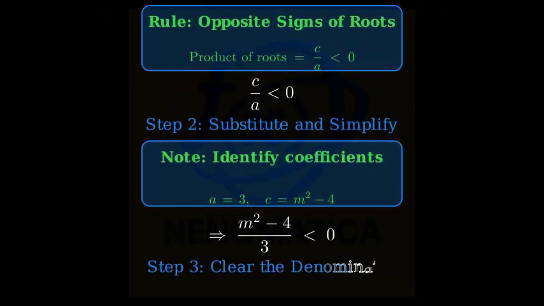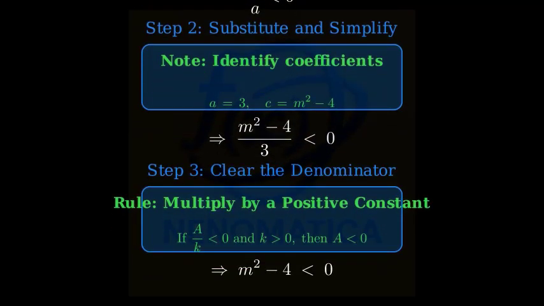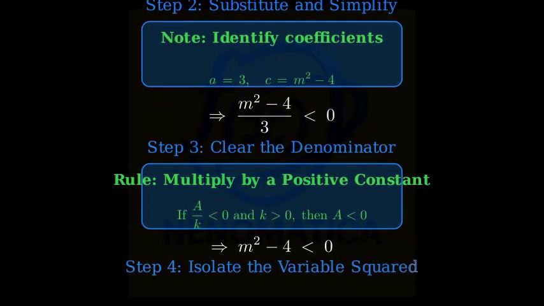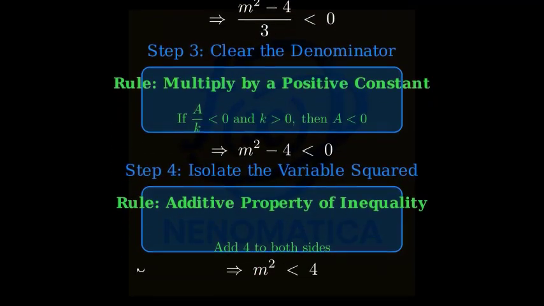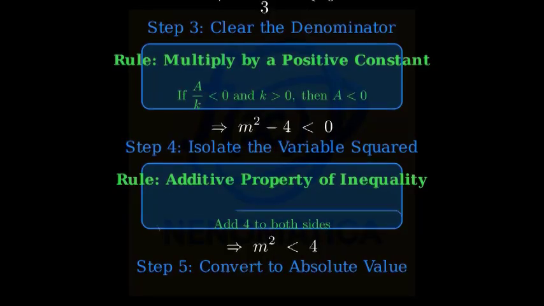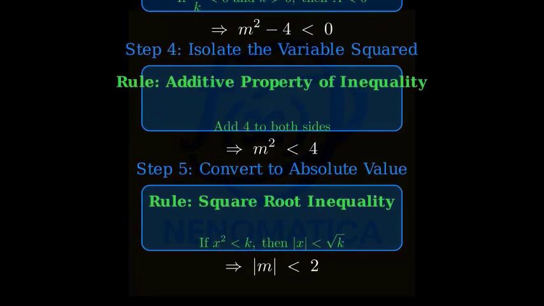Multiply both sides by 3, a positive number, so the inequality direction does not change. That gives m squared minus 4 is less than 0. Now add 4 to both sides to isolate m squared. We get m squared less than 4. Take square roots. Because we are dealing with a square, we switch to an absolute value statement. So the absolute value of m is less than 2.